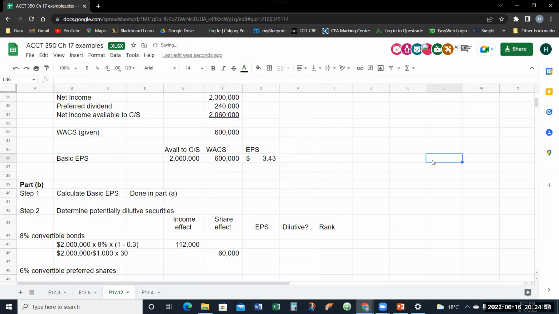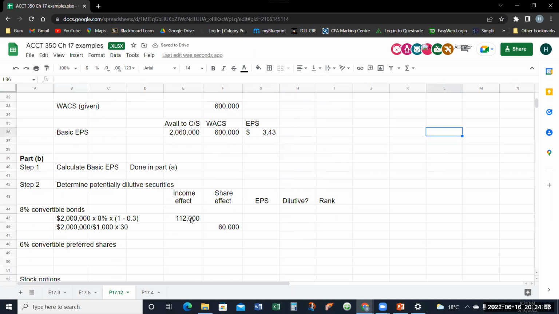Now, what is the individual EPS of the bonds? $112,000 is the income effect and 60,000 is the share effect. Dividing 112,000 by 60,000, I get earnings per share of $1.87. Income effect 112,000, share effect 60,000, divide the income effect by the share effect, you get $1.87. Is this calculation understood?